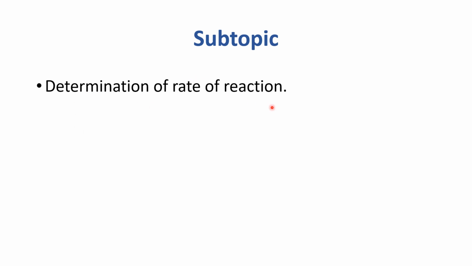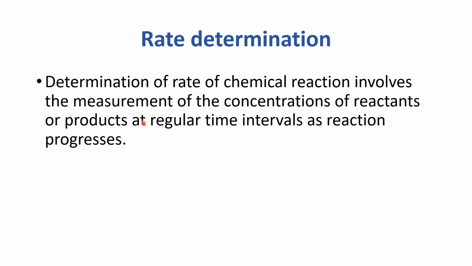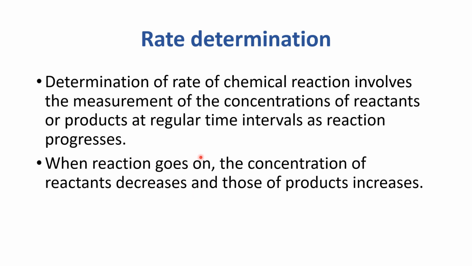The topic we are going to discuss is reaction kinetics, and the subtopic is determination of rate of reaction. The determination of rate of reaction involves the measurement of the concentrations of reactants or products at regular time intervals as the reaction progresses. When the reaction goes on, the concentration of reactants decreases and those of products increases.